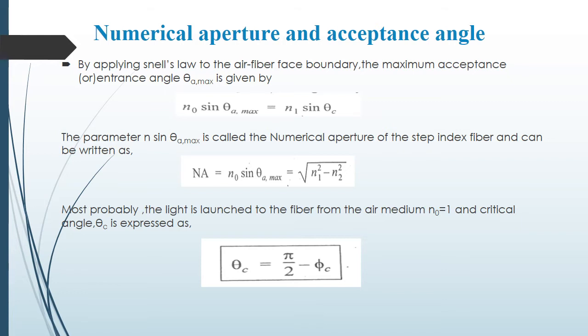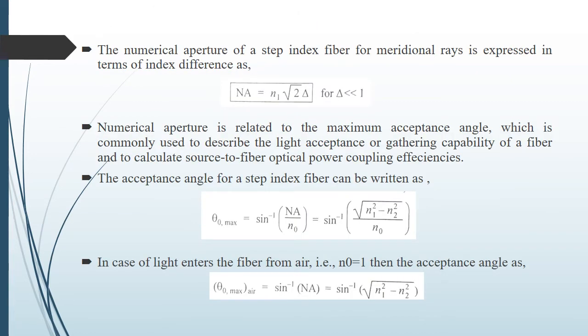Most probably the light will be launched into the fiber from the air medium, that is n0 is equal to 1. So the critical angle will be expressed as theta C is equal to pi by 2 minus phi C. The numerical aperture of the step index fiber for meridional rays is expressed as NA equal to n1 root of 2 del, for del much less than 1.